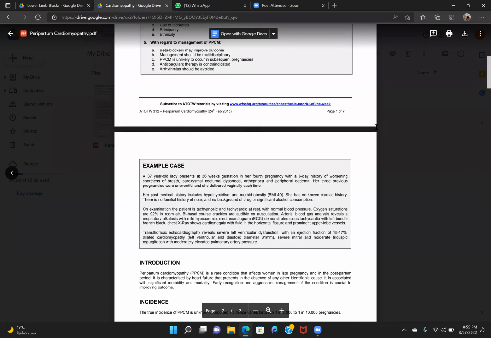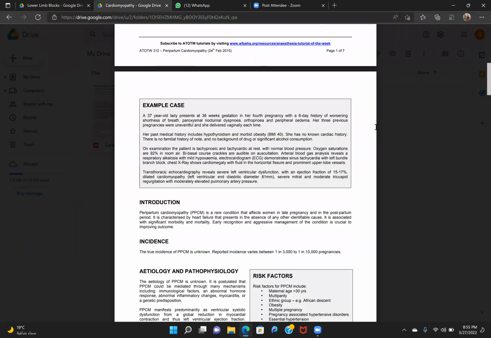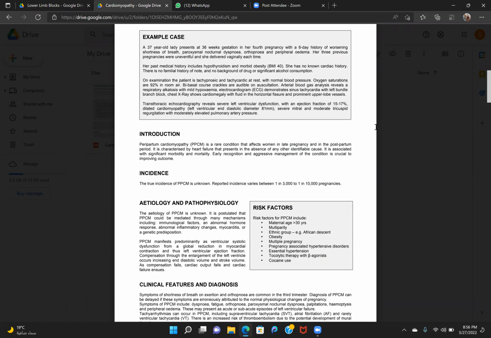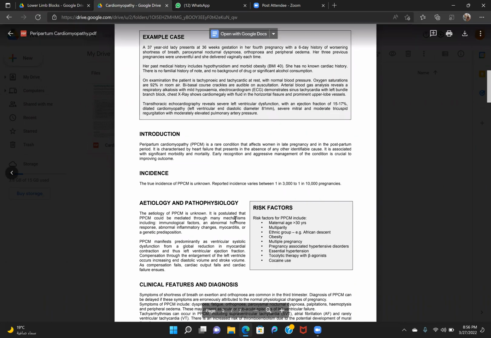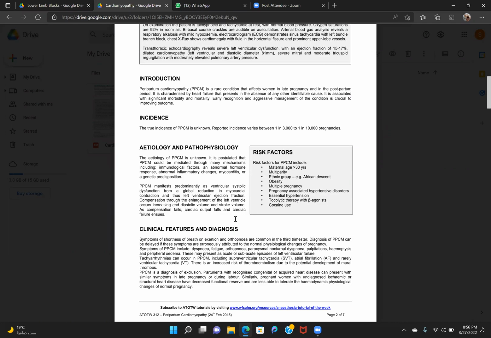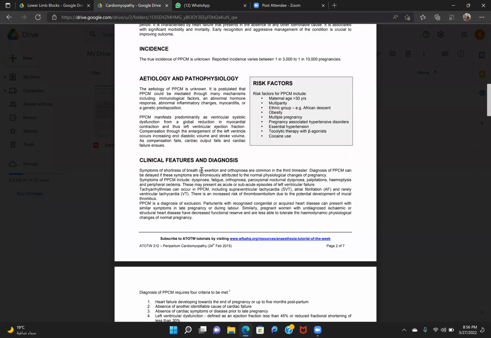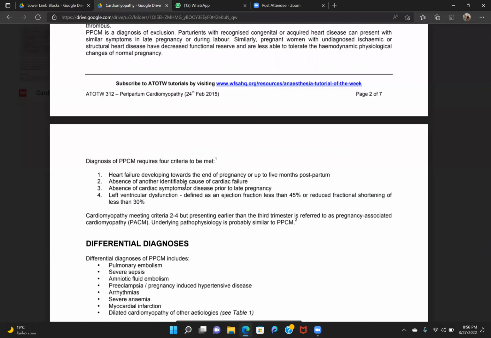Okay, and the basic parameters will be like that, and now we will be seeing what peripartum cardiomyopathy is specifically. Actually, the etiology is that it is a rule of exclusion if there is heart failure after 20 weeks of pregnancy, and in this patient there was no previous history of any cardiac disease, no valvular heart disease. Okay, this is the diagnostic criteria: heart failure developing towards the end of pregnancy or up to 5 months postpartum.